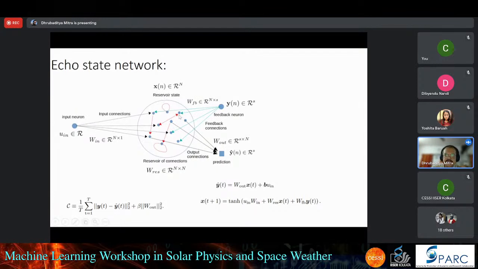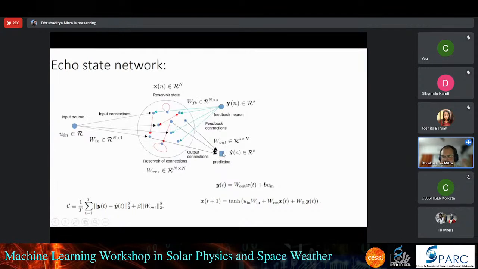This matrix is typically random, but it is constructed with certain constraints. For example, its spectral radius is constrained so that all the eigenvalues are less than 1. This is for the reason of stability. The matrix is very large and sparse, with lots of zeros. It's random, sparse, and large. This is what is called the reservoir. Outside the reservoir, there are three different nodes: one is called an input neuron, one a feedback neuron, and one an output neuron.